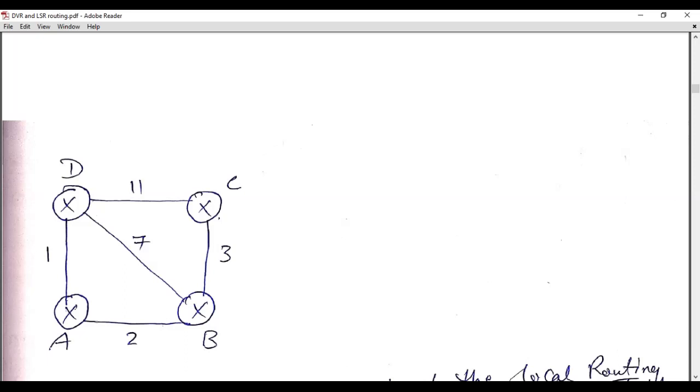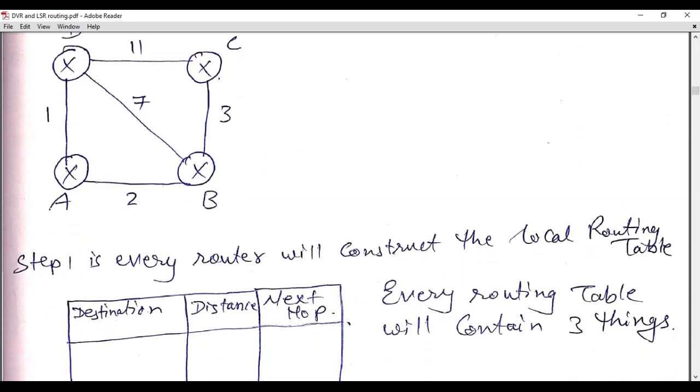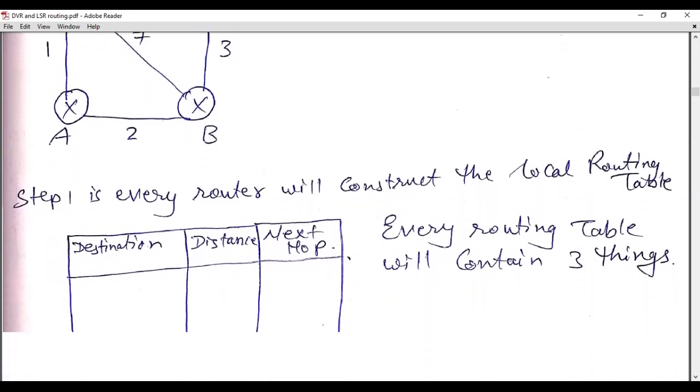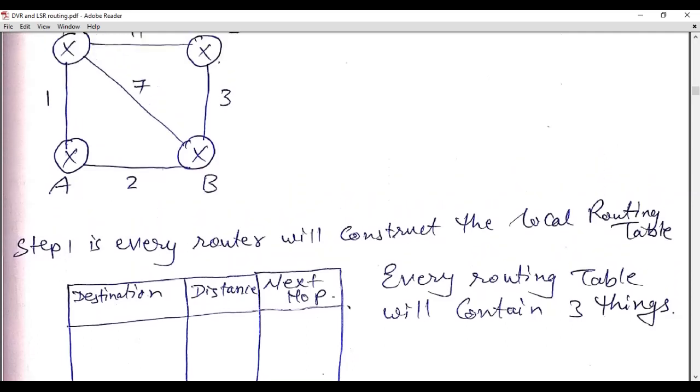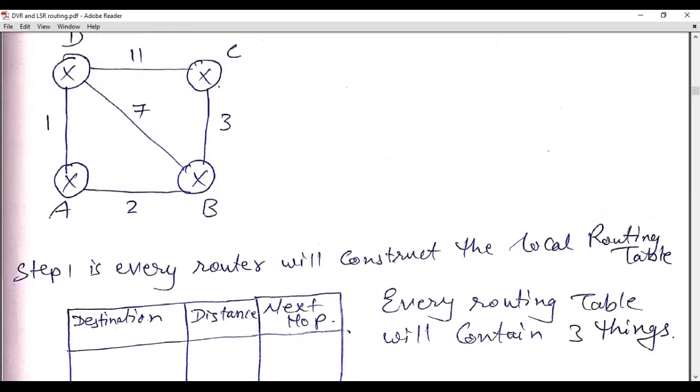The first step in the DVR, distance vector routing algorithm, is that every router constructs its own local routing table. Step one is to construct the local routing table, and every routing table contains basically three things: the destination, the distance to that destination, and the next hop. In this way, the local routing tables will be created for every router.